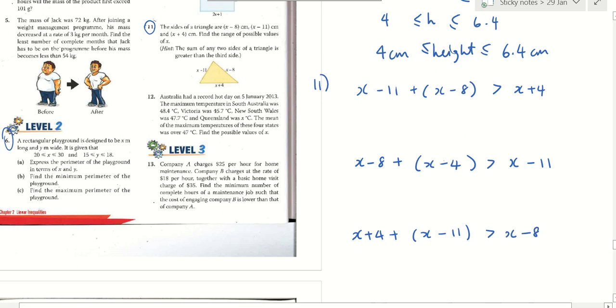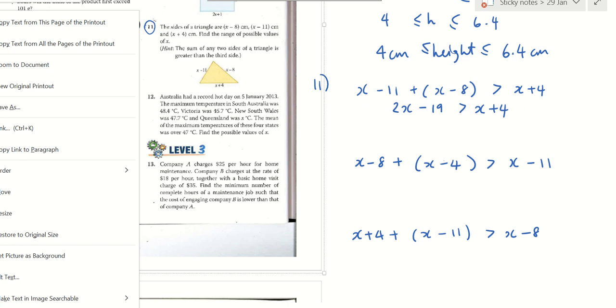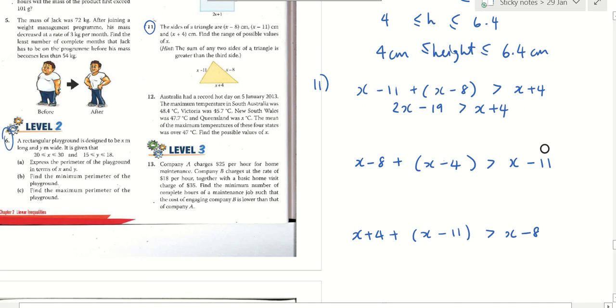So for a triangle, all 3 of these inequalities have to be fulfilled before we are able to say that these 3 sides give us a proper triangle. So let's start with the first one. We've got x plus x, that gives us 2x, minus 11 minus 8, so minus 19, is greater than x plus 4. So you solve this, you end up with x greater than 23. So we have one solution over here.